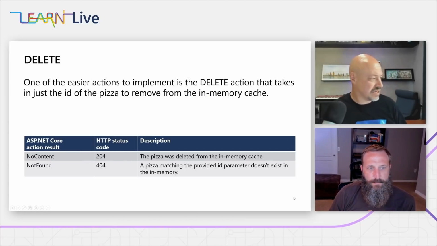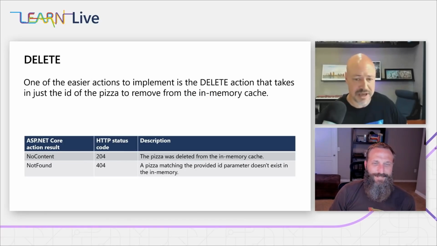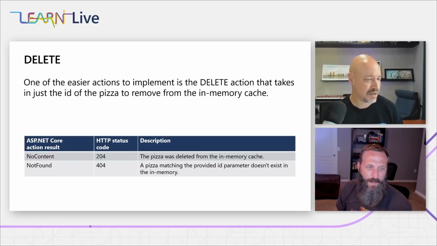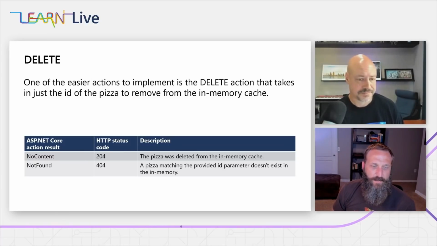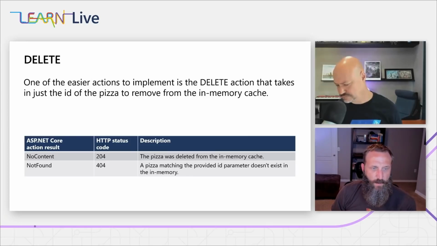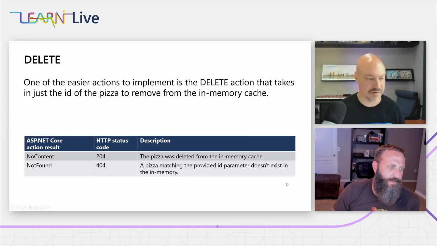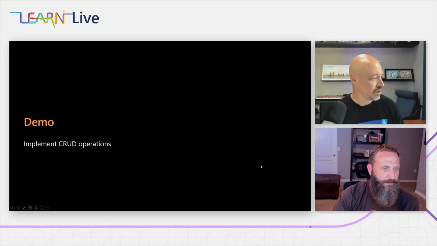Delete, maybe? Delete. So delete's pretty simple. Get rid of one of the pizzas. And again, the not found one is the most important one. It's like, hey, delete 12. 12 doesn't exist, so we're going to send back that 404. If we are successful, then that's again that no content result. I think that delete's probably one of the easier ones, along with get, to understand. Agree. Cool.